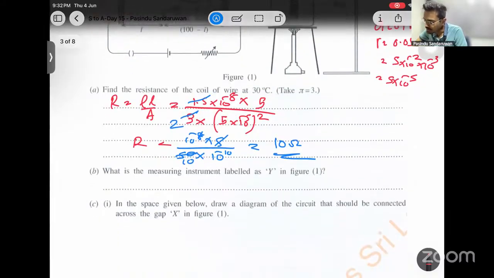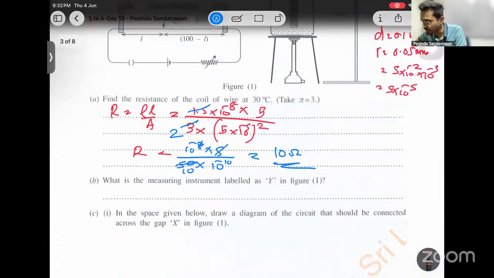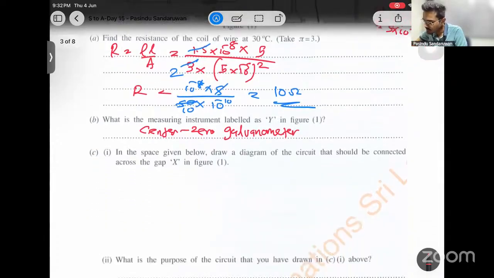B. What is the measuring instrument labeled as Y in the figure? Y, right? Meter bridge again. In a meter bridge, before the slider key, we are connecting a center zero galvanometer. No marks are given for galvanometer alone; it must be center zero galvanometer. Center zero galvanometer.